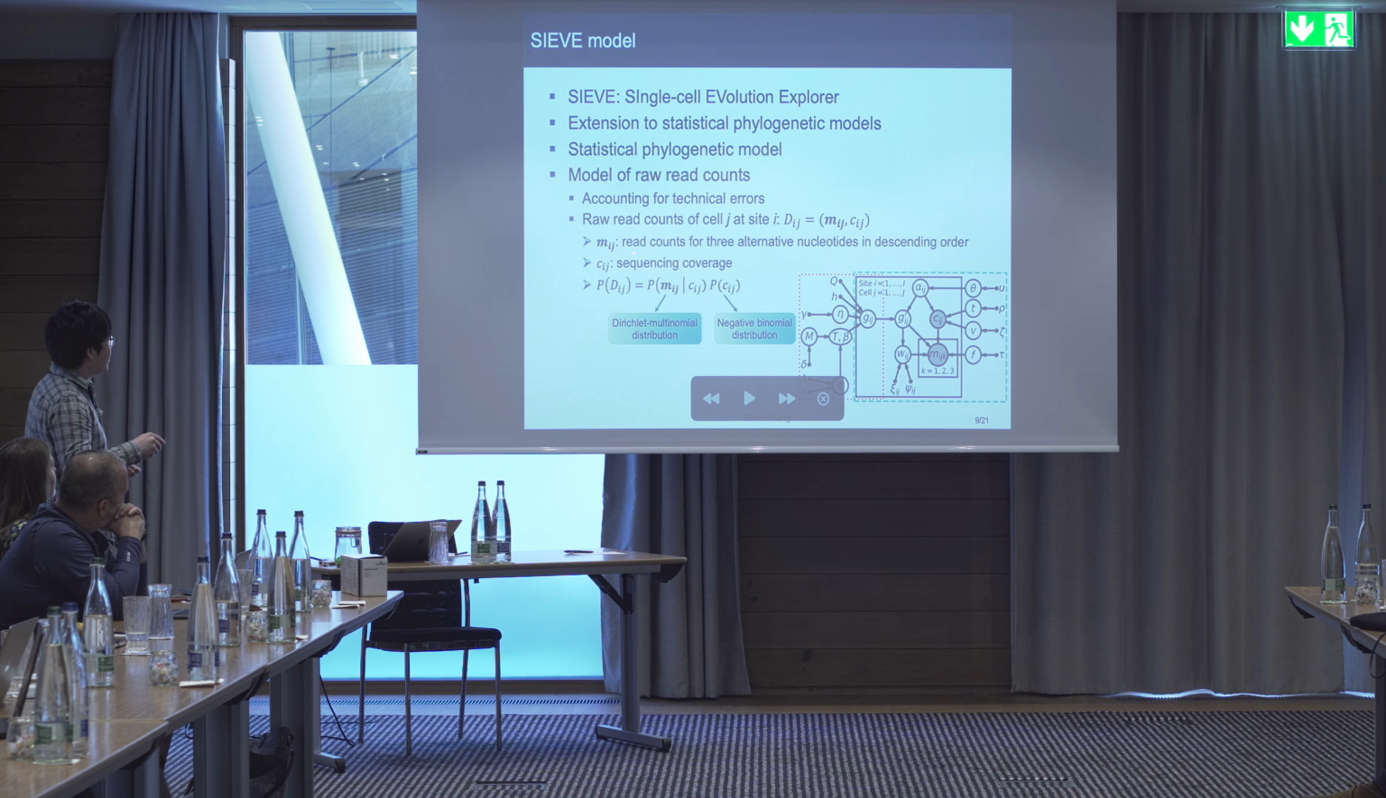Mij here is a vector of read counts for 3 alternative nucleotides in descending order, and Cij is sequencing coverage. Altogether, the probability of observing Dij can be decomposed into 2 different distributions. One of them is a Dirichlet multinomial distribution, another one follows a negative binomial distribution. We choose these 2 distributions because they can very well capture the over-dispersion inside the single-cell DNA sequencing data, which is highly noisy.